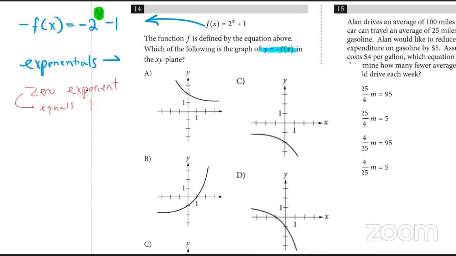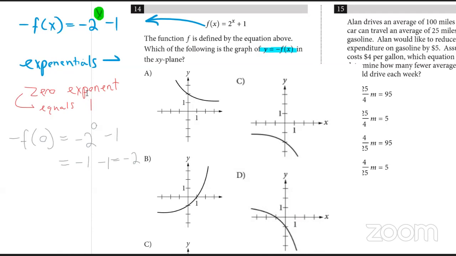So we can plug in 0 here to figure out what the y-intercept is, because when you need the y-intercept, x is 0. That's one of our sayings. So negative f of 0 equals negative 2 to the 0 minus 1. 2 to the 0 is just 1. So this is negative 1 minus 1. That adds up to negative 2.